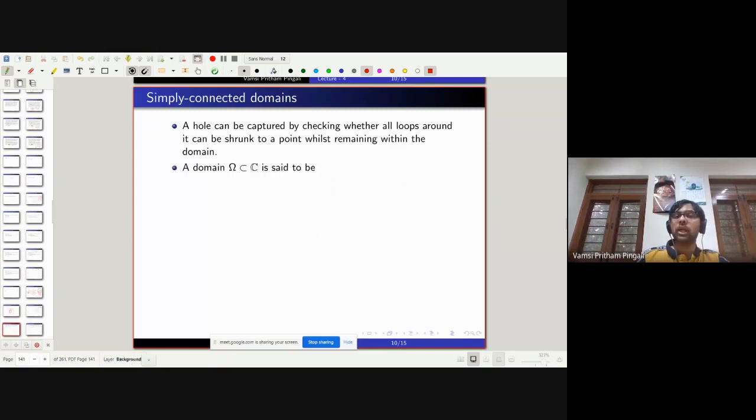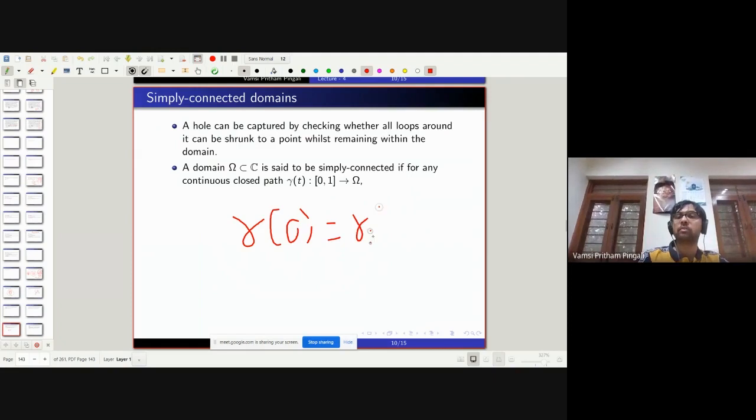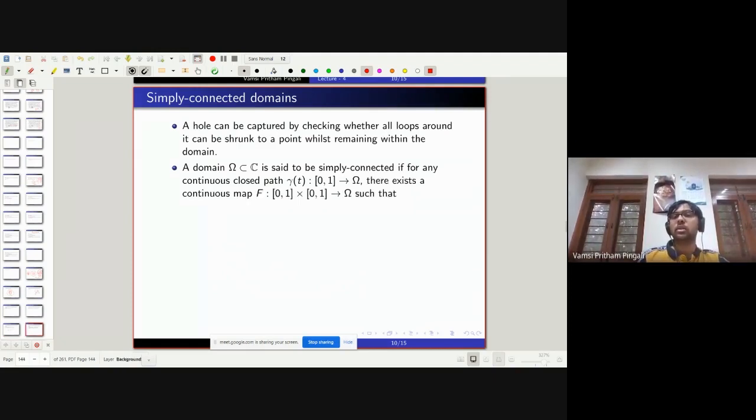A domain omega in the complex plane is said to be simply connected if for any continuous closed path from 0, 1 to omega, what is a closed path? Gamma of 0 equals gamma of 1. There exists a continuous map that can shrink it to a point. How do you make this notion of shrinking precise?